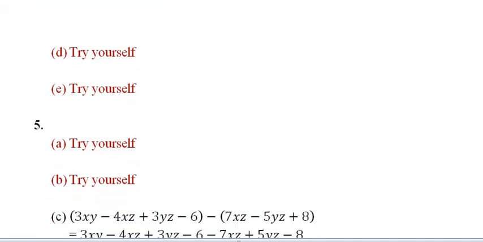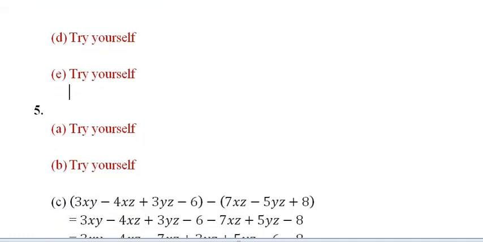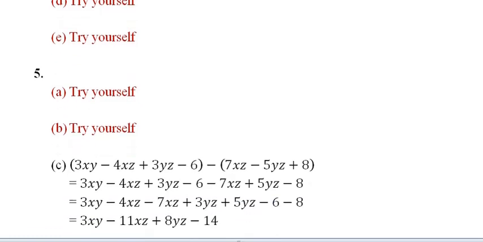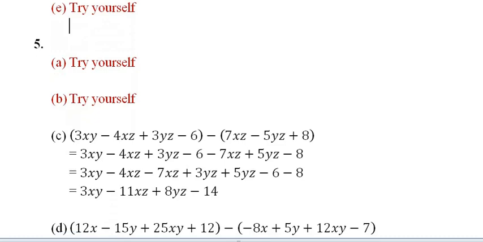Now you can try question number D and E by yourself. Okay, now let us move on to question number 5. Subtract the second polynomial from the first polynomial in each of the following using the vertical or column method. So you can either use the column method or horizontal method. So the choice is yours. I have used the horizontal method that we used in question number 4. You can also use the column method, or the vertical method.